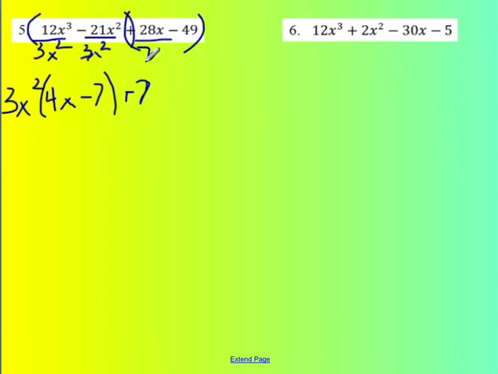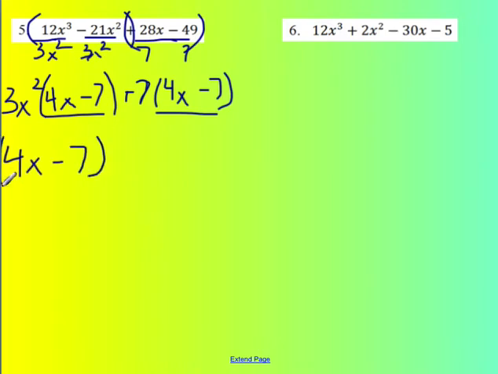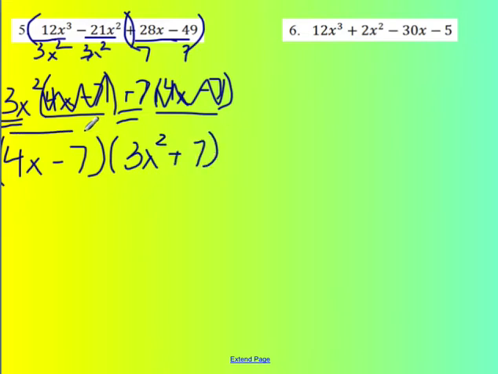So 28 and 49 are divisible by 7. 28 divided by 7 is 4, and then we have x. Negative 49 divided by 7 is negative 7. So I notice that I have 4x minus 7 that are matching. So we can go ahead and just write that out and cross that off. And then we have 3x squared plus 7. So 4x minus 7 and 3x squared plus 7.